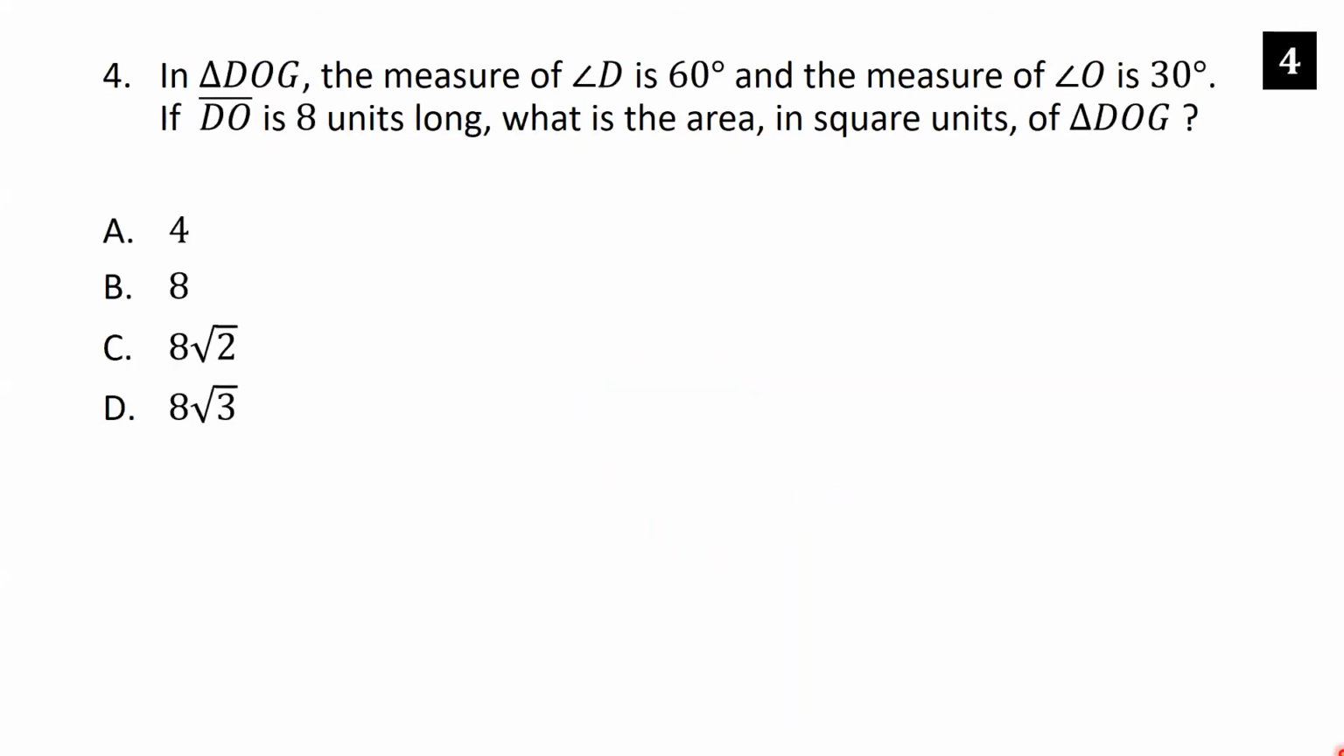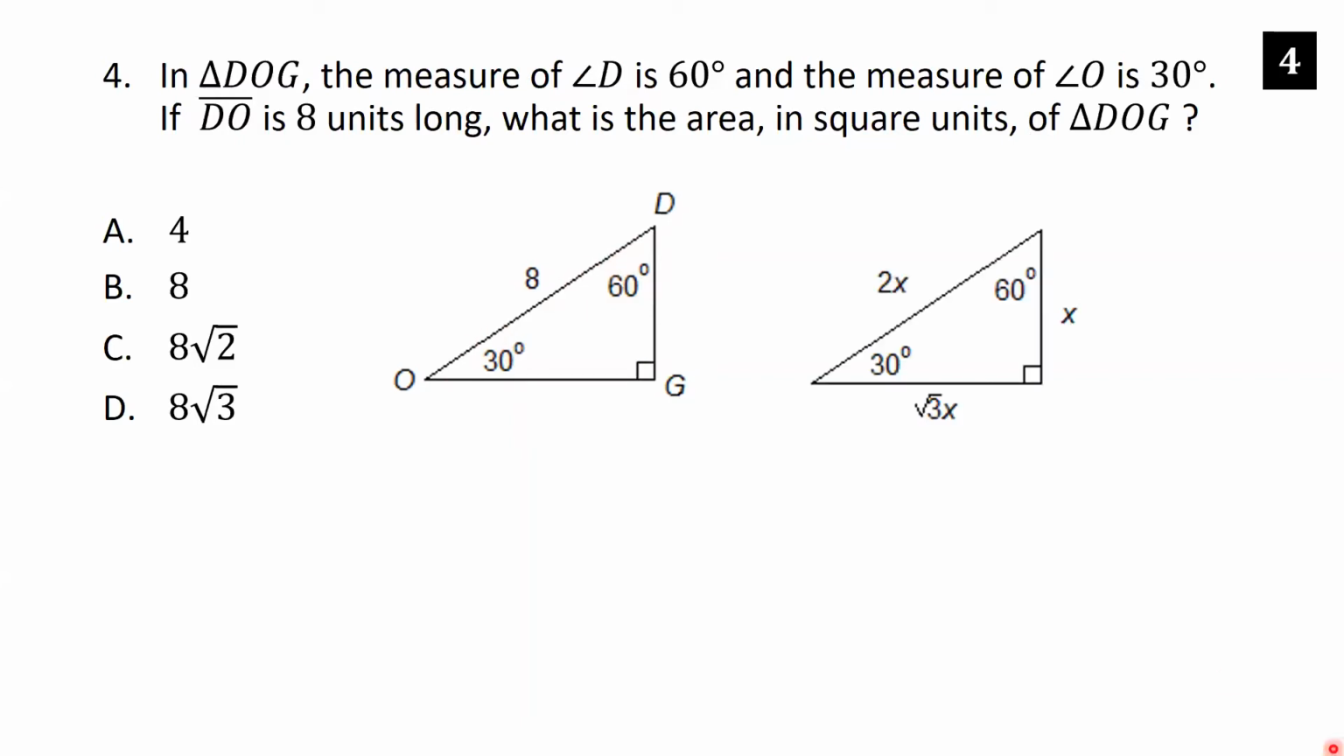In triangle DOG, the measure of angle D is 60 degrees and the measure of angle O is 30 degrees. If line segment DO is 8 units long, what is the area in square units of triangle DOG? Okay, well, let's start by drawing a picture of triangle DOG. It says the measure of angle D is 60 and the measure of angle O is 30 and DO is 8 units long. So I just labeled everything there. Okay, and that's a 30, 60, 90 triangle.